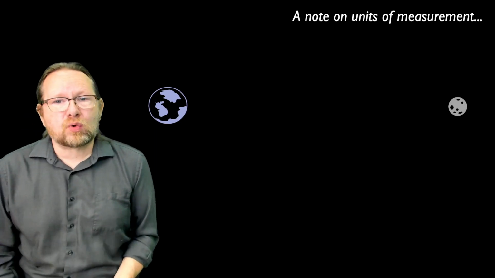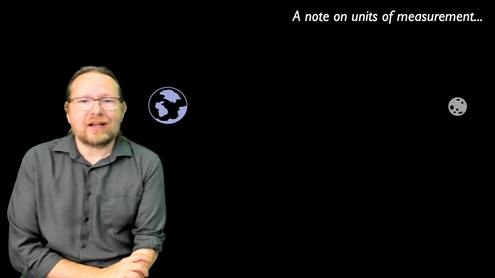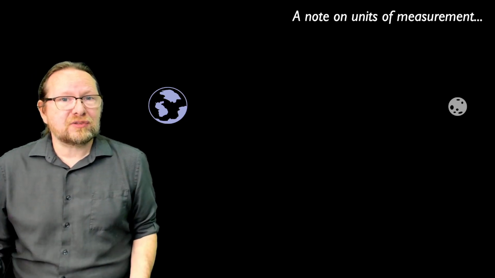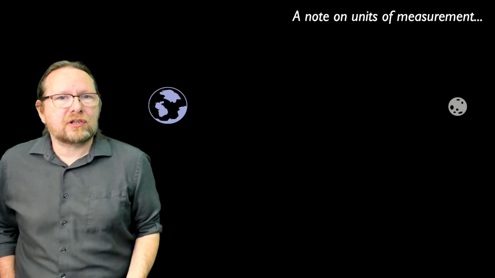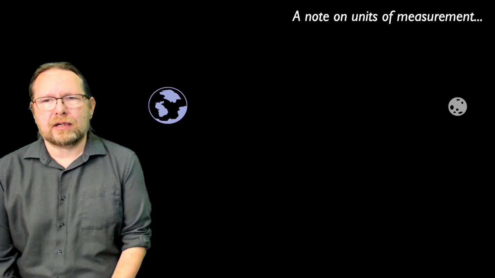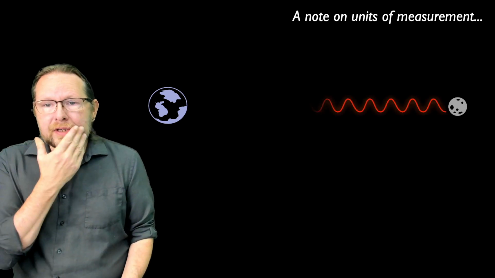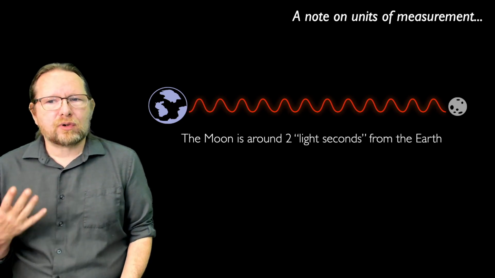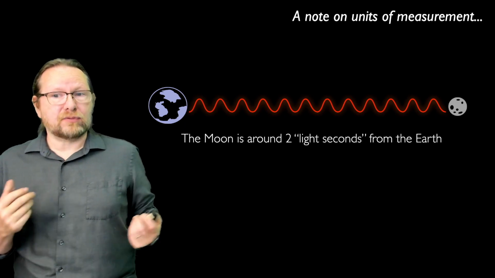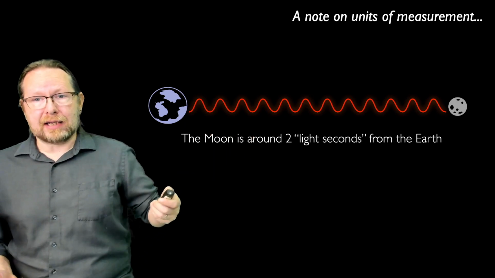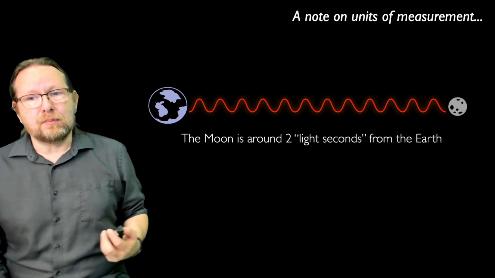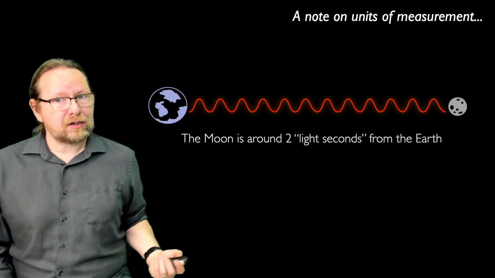So I'm tossing around this word light year. Light year is a unit of distance, not a unit of time. Because distances in space are so big, it's ridiculous to talk about them in terms of miles or kilometers or everyday units that we use to describe distances on the Earth. So we use the speed of light as a sort of measuring stick for talking about distances in space. For example, light takes 2 seconds to go from the Earth to the moon, or the moon to the Earth. We could say that the moon is around 2 light seconds from the Earth.